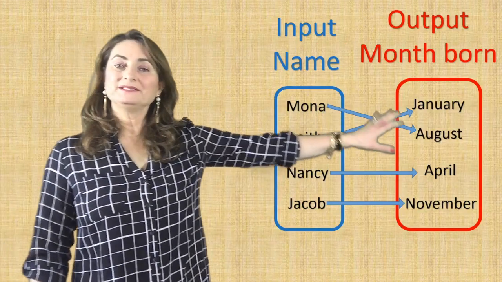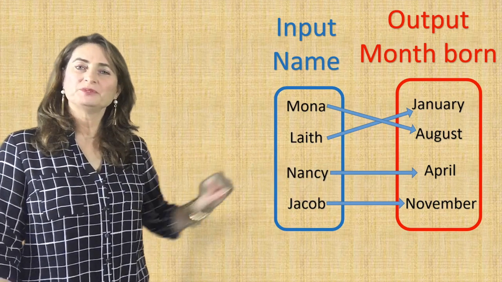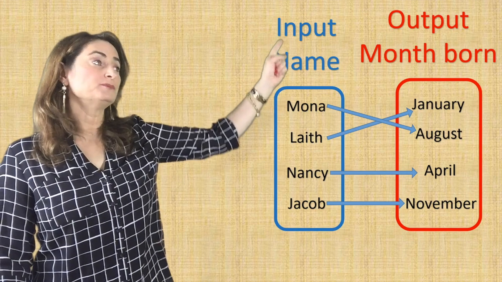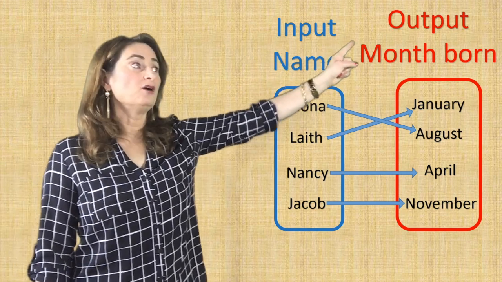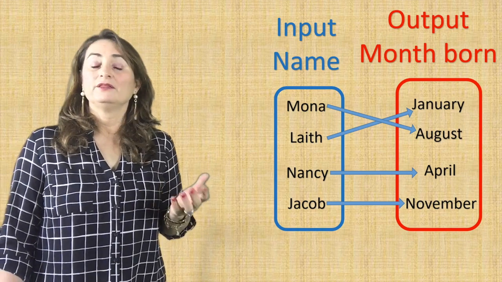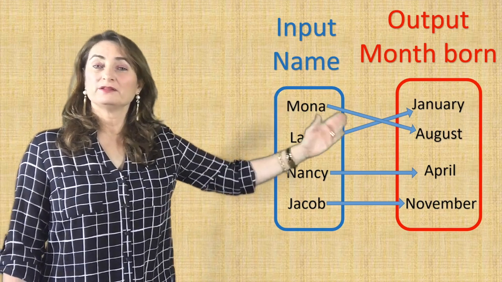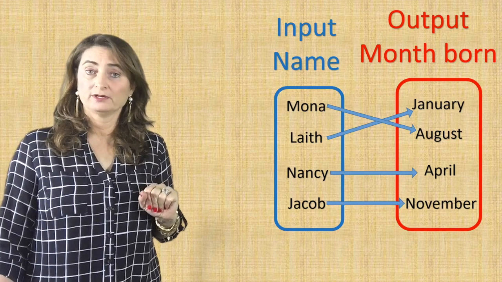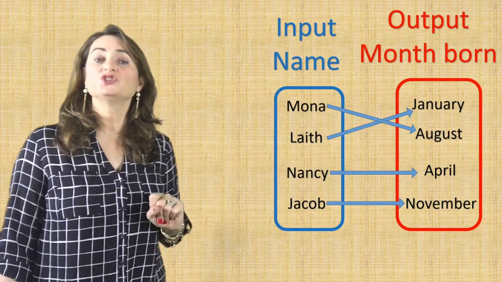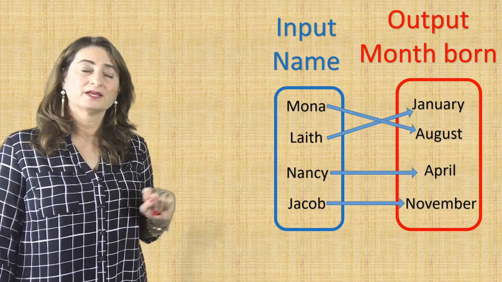Remember we said a mapping diagram shows the relationship between the input and the output. In this case, the input represents the names and the output represents the month that person is born. And the arrows show which month each person is born. So the relationship between the person and the month born is shown in this mapping diagram.